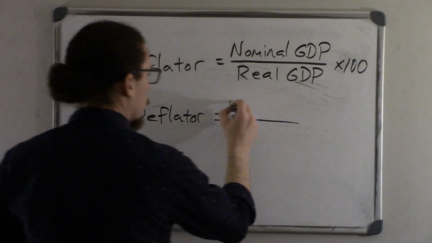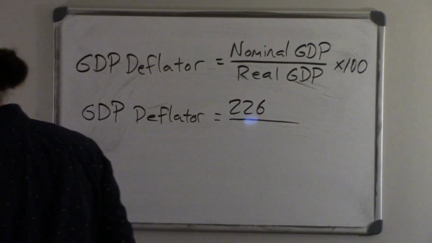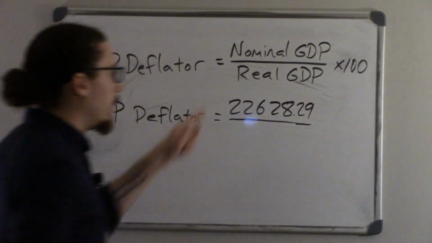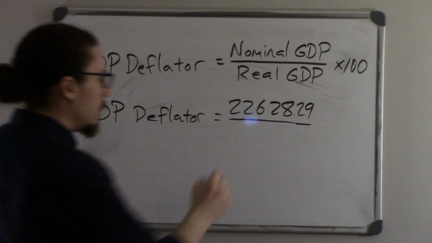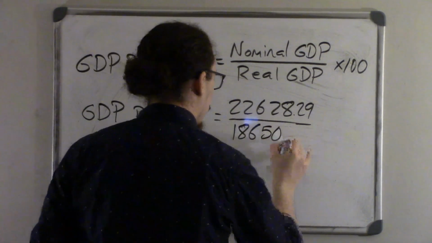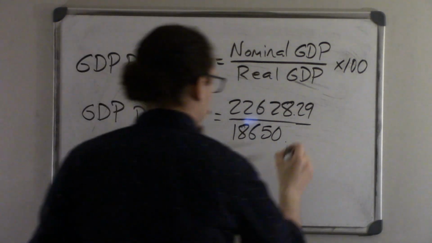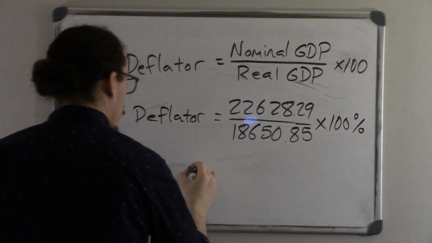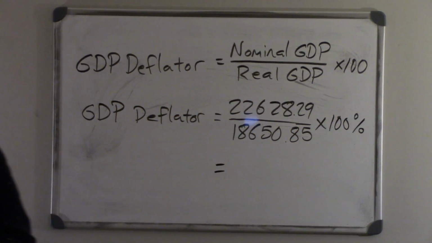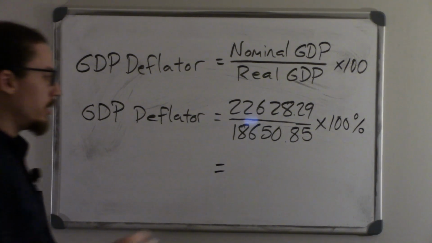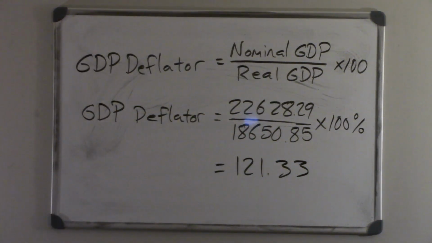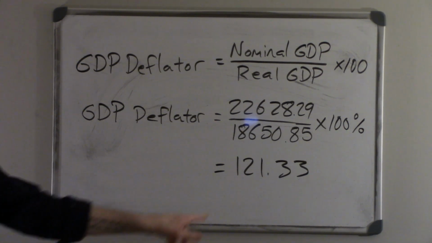We have a nominal GDP, so we have the nominal GDP for 2020. All right, that was 22,628.29. All right, we also have the real GDP. We just calculated it. All right, 18,650.85. All right, we're going to multiply that by 100, and we're going to get a GDP deflator of 121.33. All right, so what does this tell us?